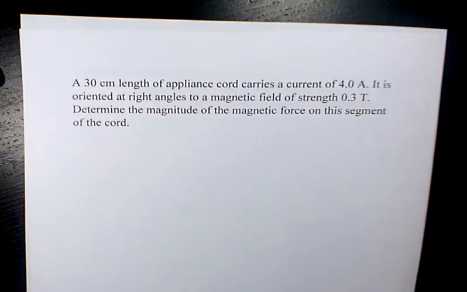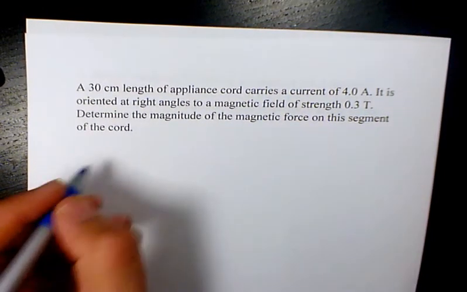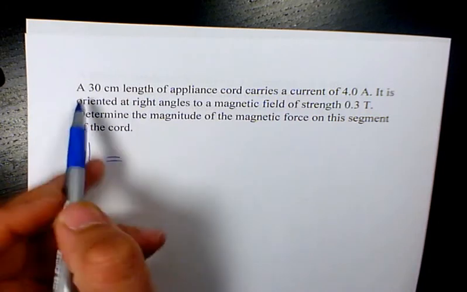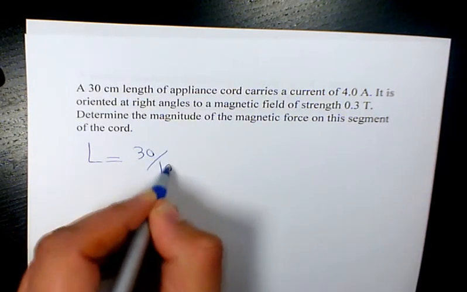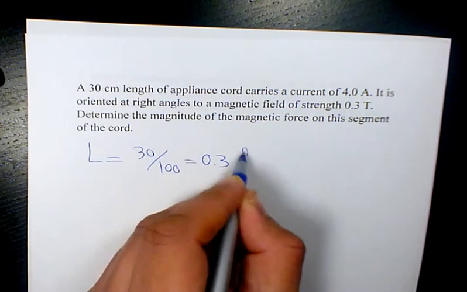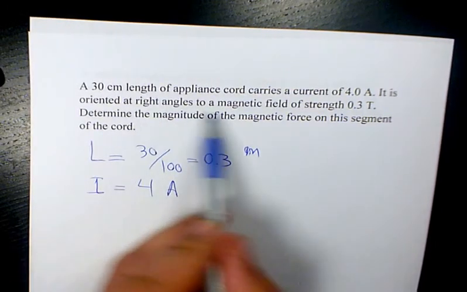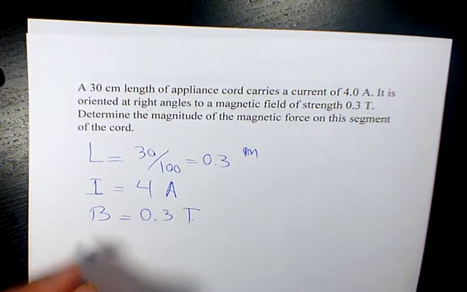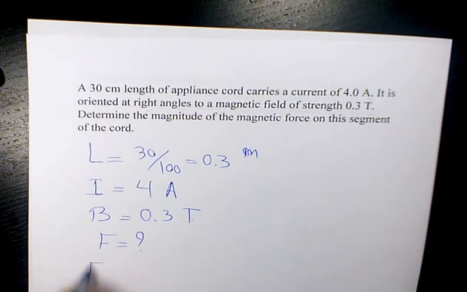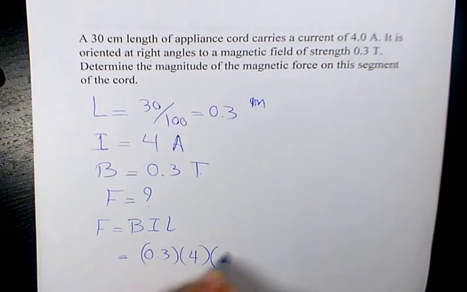Next example. A 30 centimeter length of appliance cord carries a current of 4 amp. So first of all, length is 30 centimeter. Right away we need to convert it to meter. 30 divided by 100 is going to be 0.3 meter. I is 4 amp. Oriented at right angles, magnetic field is 0.3 Tesla. Determine the magnitude of the magnetic force. F equals BIL. B is 0.3. I is 4. L is 0.3.